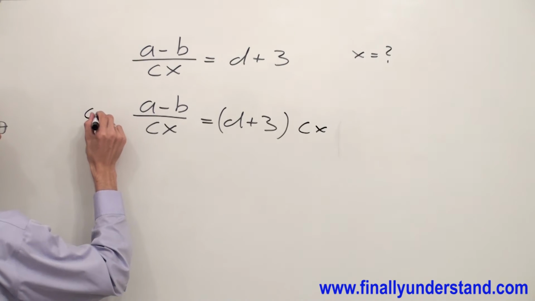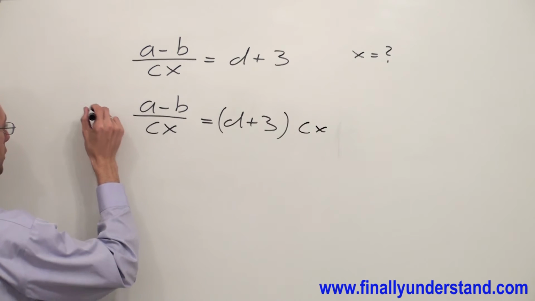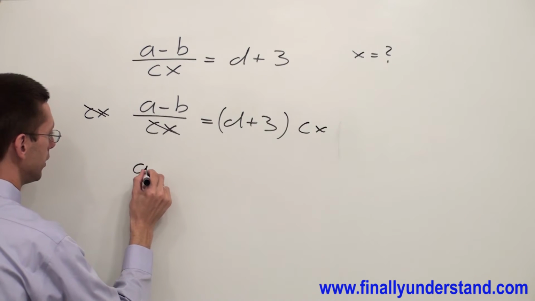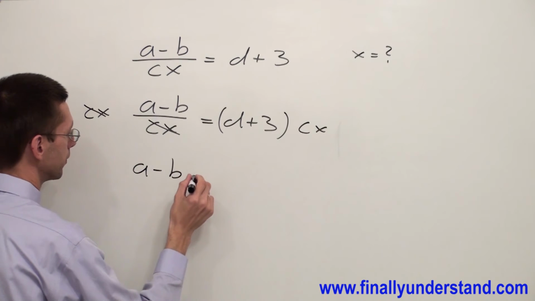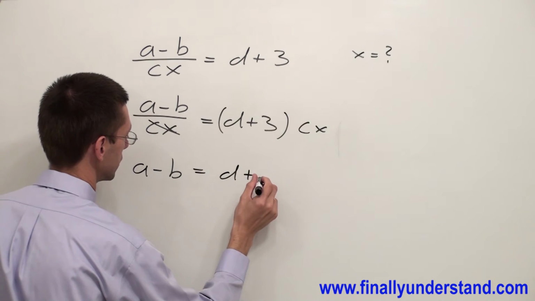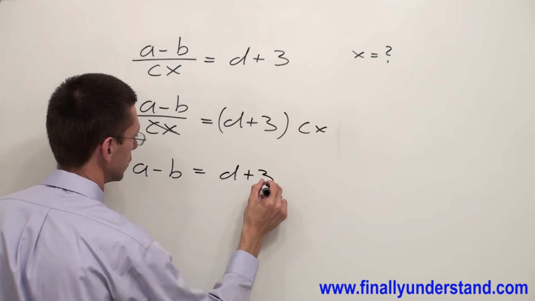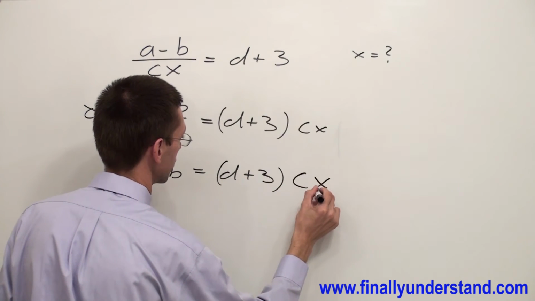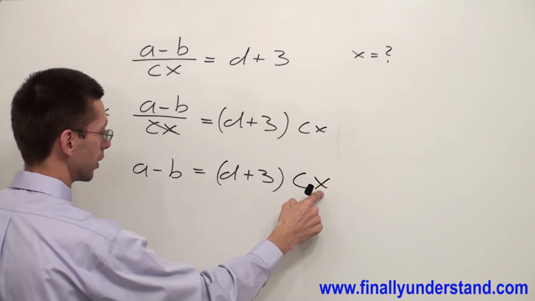And I'm going to multiply this fraction by cx. Cx and cx will cancel out. And I'm going to have a minus b equals d plus 3 times cx.